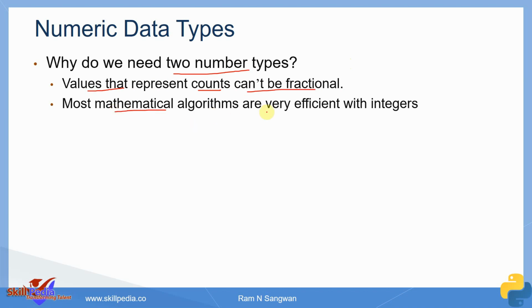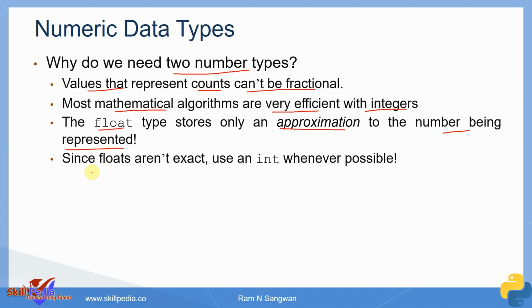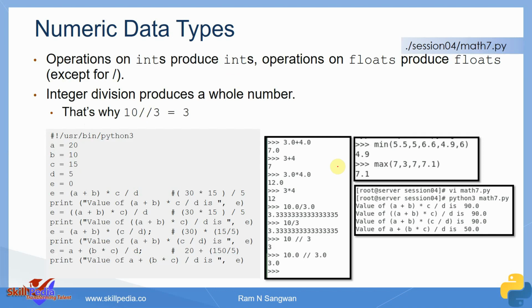Most mathematical algorithms are very efficient with integers. However, the float type stores only an approximation of the number being represented. You have seen that in action when I was calculating the factorial and took the float, initialized with the value 1.0: the value was approximate. Since floats are not exact, we should use integers wherever possible.